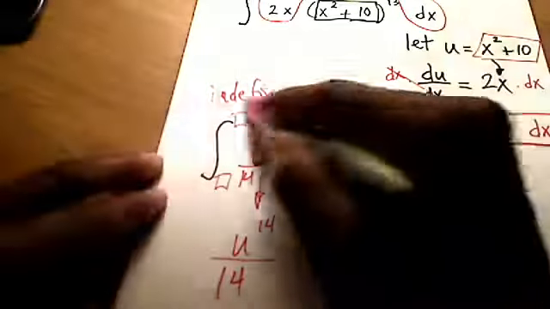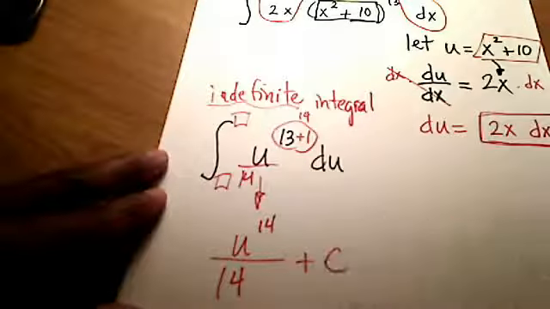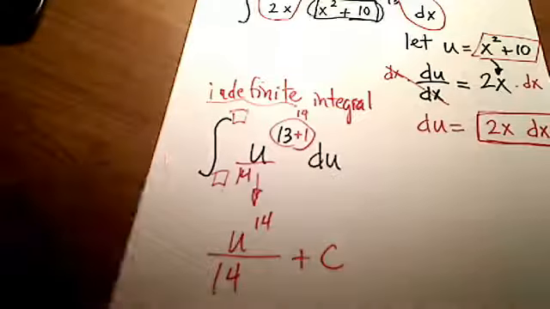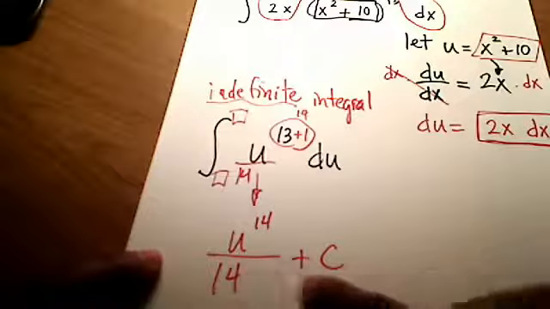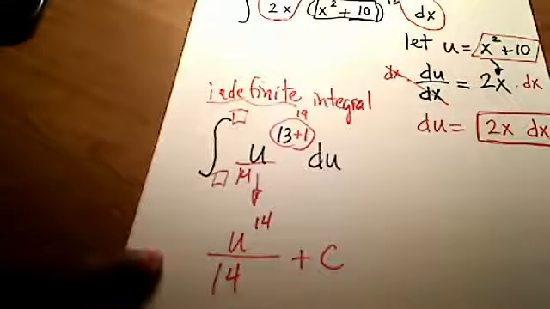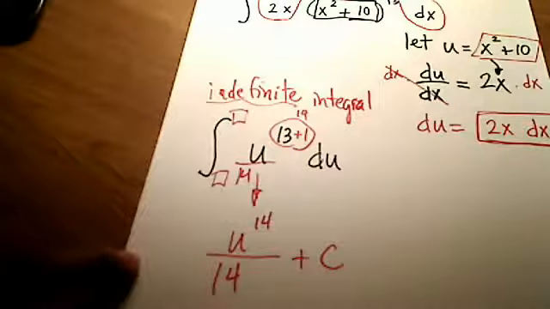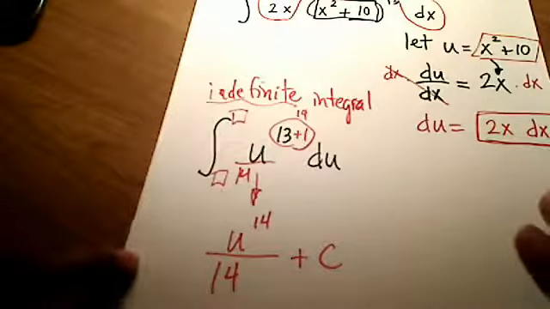And again, since this is an indefinite integral, don't forget the plus C hanging out down at the end, because there could be some constant. And if you want to check it, take the derivative of this, and it should go back to u to the 13th, and sure enough it does. Okay, but don't stop there. There's one more thing we're going to do.